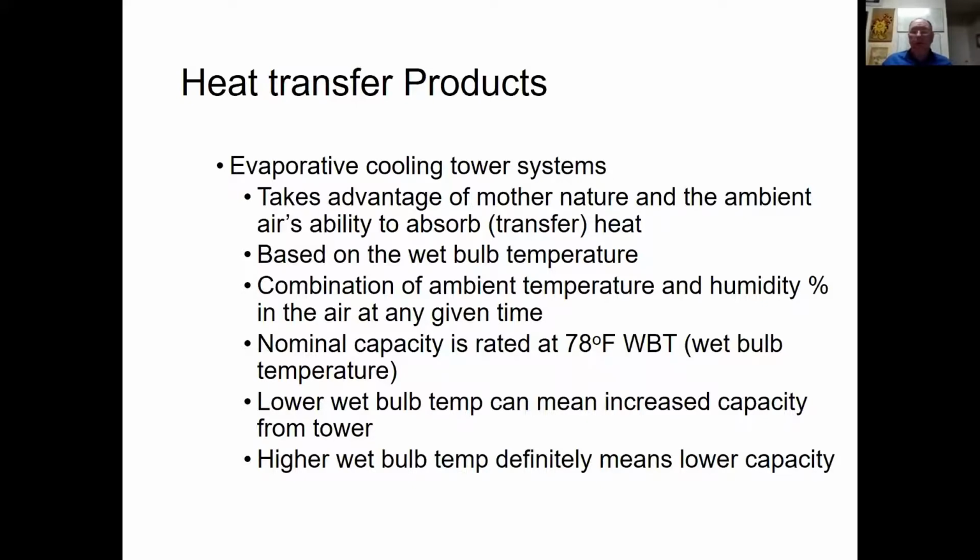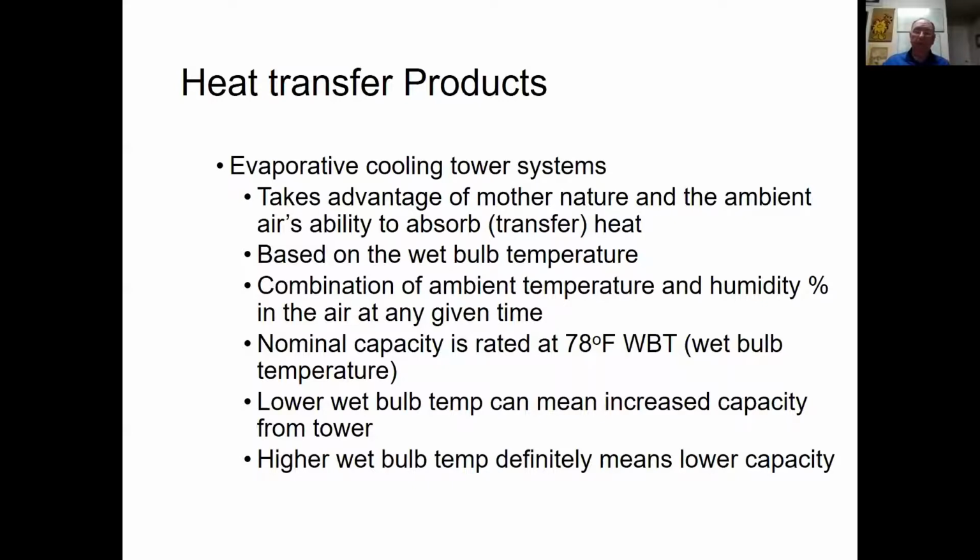A tower system works on a wet bulb temperature, which is basically, again, the ambient temperature and the humidity level in the air at any given time. That said, an evaporative cooling tower is rated at a 78-degree wet bulb. Your wet bulb temperature is changing every hour. It depends on what the ambient temperature is. It depends on what the humidity level is. So we take a psychrometric chart, and if we know what the ambient temperature is and we know what the humidity level is, we can look at that chart and we can determine what that wet bulb temperature is.